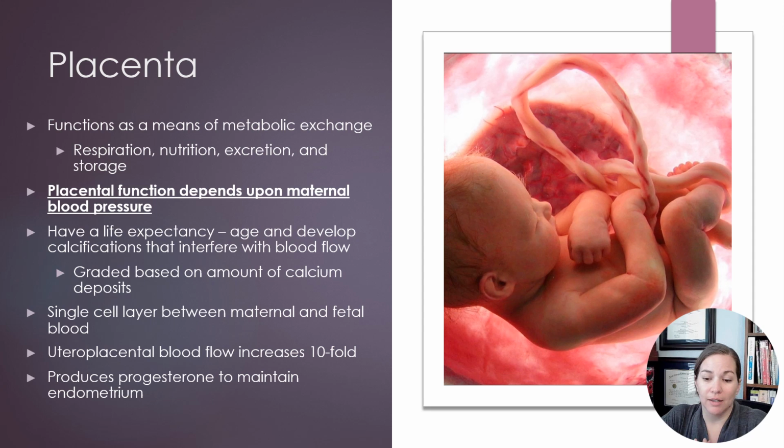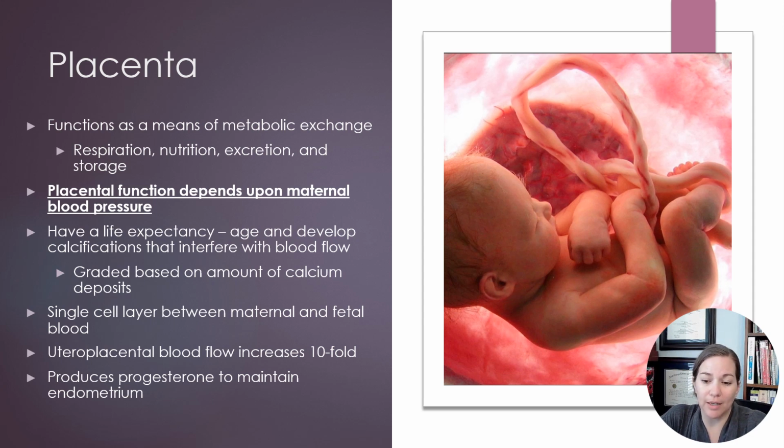The placenta is meant to be a temporary organ. It does have a life expectancy, we'd say. So if the baby goes to postdates and it's getting past its due date, then it starts developing calcifications, the quality starts degrading, and that can interfere with blood flow to the baby as well.